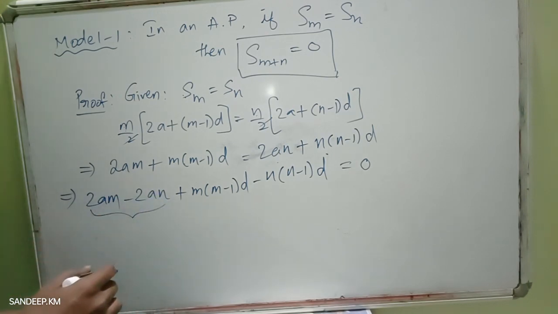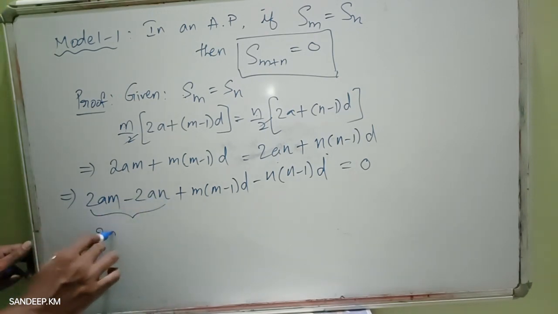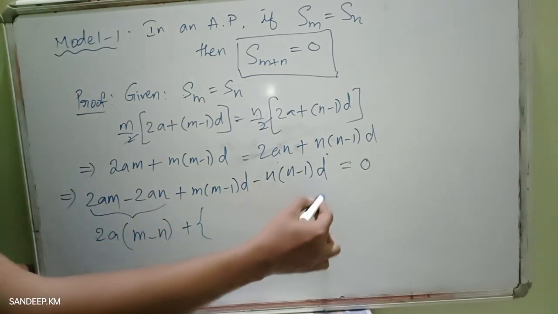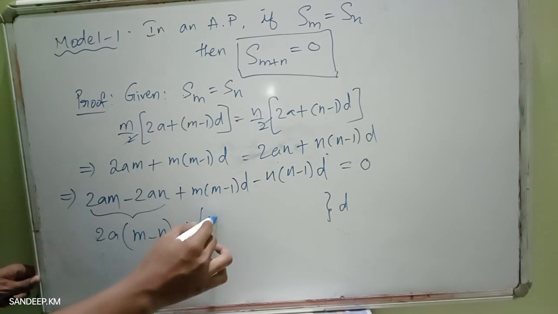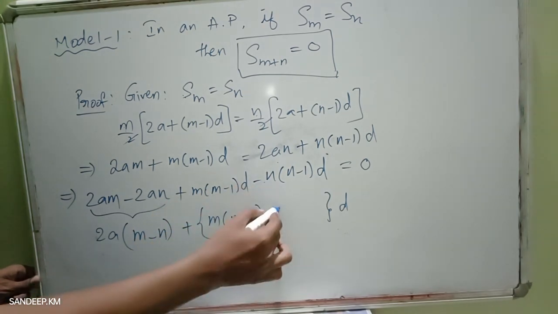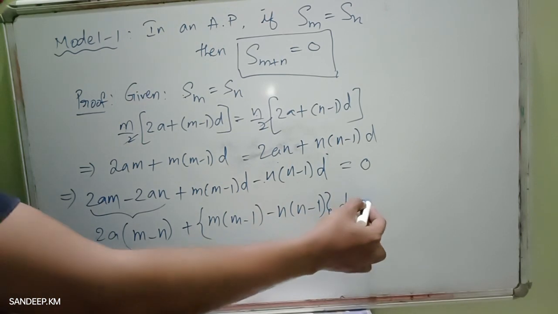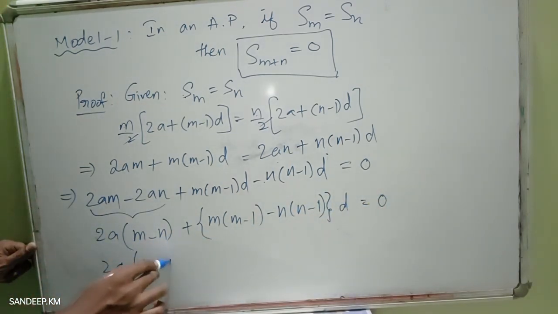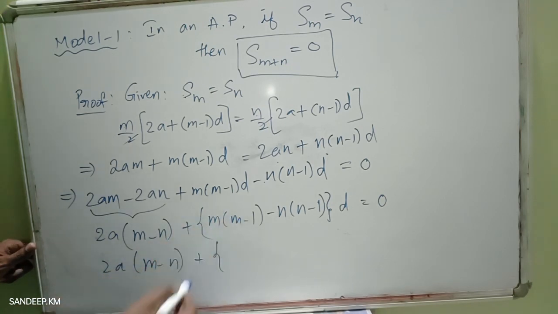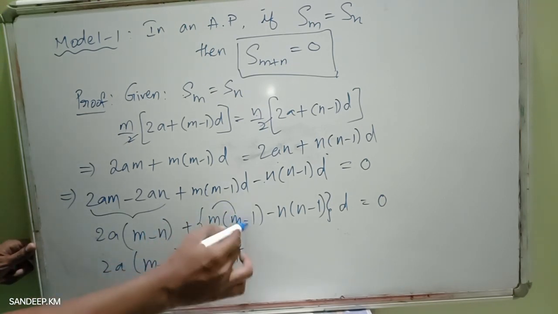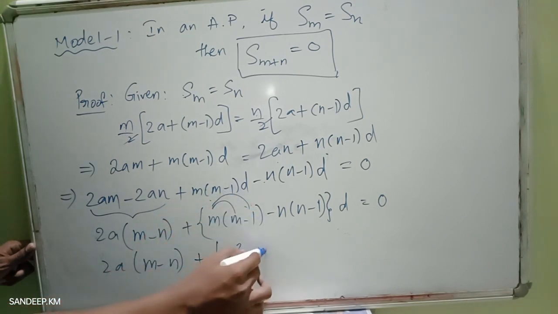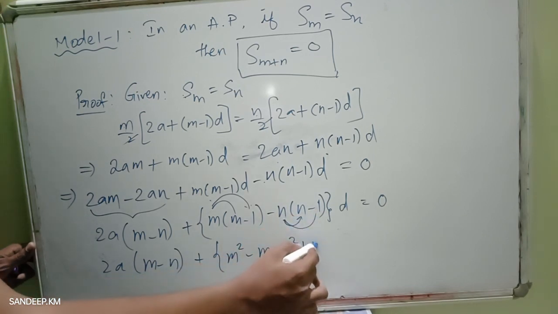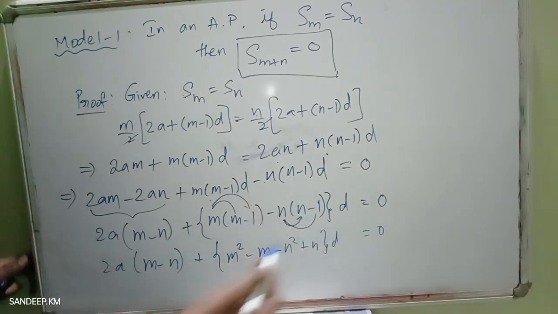So in the first two terms I can take 2a common, 2a into m minus n, and in the next two terms I can take the common difference, d, common. So we get m into m minus 1 minus n into n minus 1 equal to 0. So keep the first term as it is, 2a into m minus n. Let me expand this: m square minus m, and then minus n square plus n, into d equal to 0.